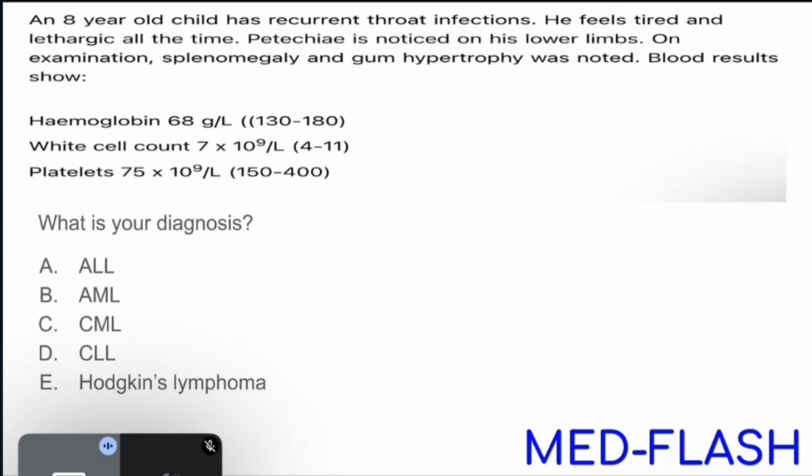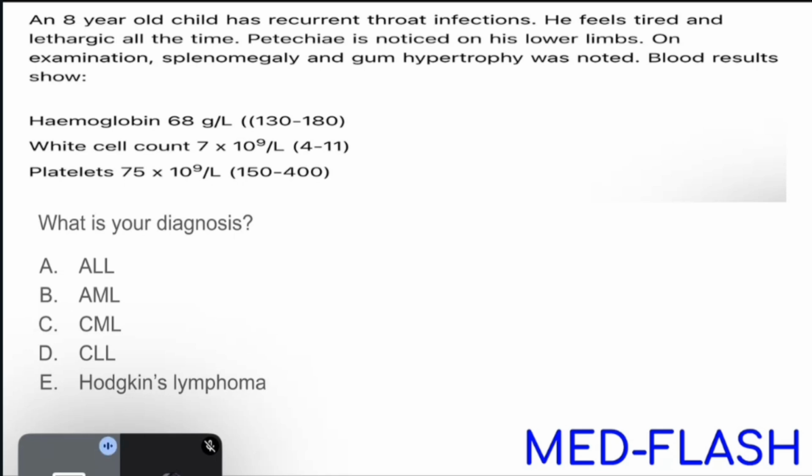Let's see what the question has asked us. An 8-year-old child with recurrent throat infection. He feels tired and lethargic all the time. Petechiae is noted on his lower limbs. On examination, splenomegaly and gum hypertrophy were noted. Blood results show hemoglobin 68, WBC count 7, platelet count 75, suggesting a condition of pancytopenia.